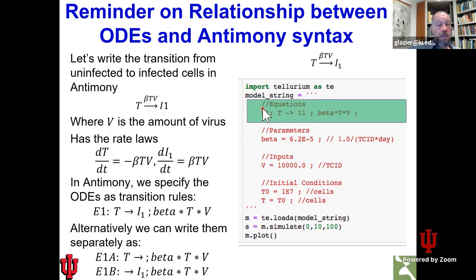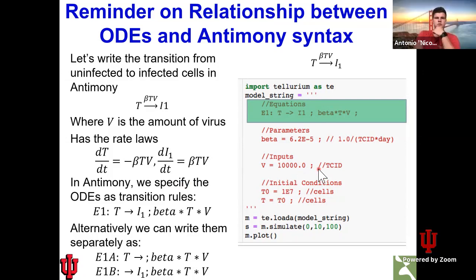Double slash is a comment. So we're going to say our equation, we only have one of them. E1 is the name of the equation. We don't need the name, but it's useful to have it. T goes to I1, semicolon, rate beta T times V. And that actually gives us two ODEs, the decreasing ODE for T and the increasing ODE for I1.